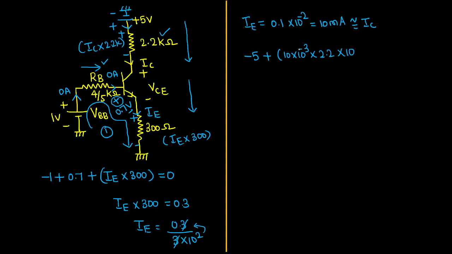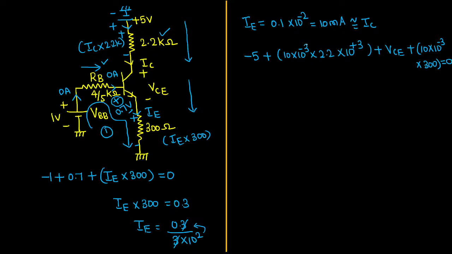Kilo ohm means 10 power plus 3, plus collector to emitter voltage drop is unknown, plus emitter current as usual 10 milliampere, 10 into 10 power minus 3 into the value of emitter resistance is 300, equal to 0.